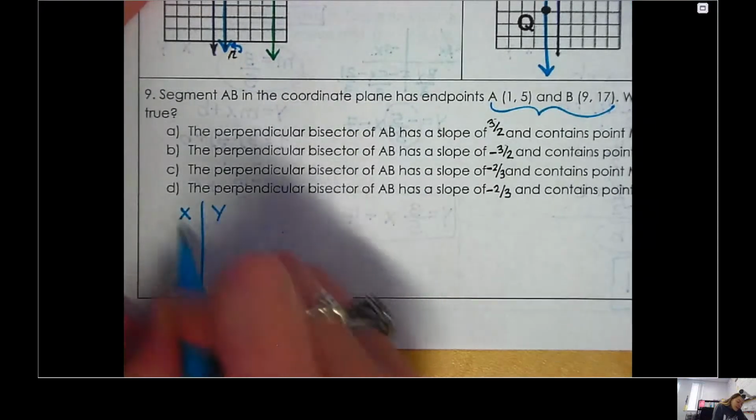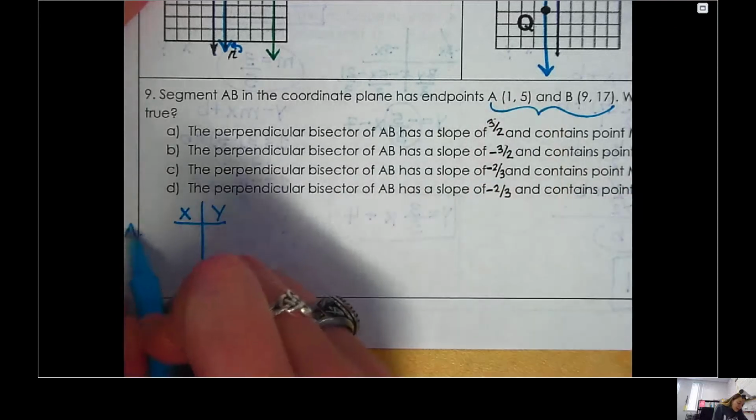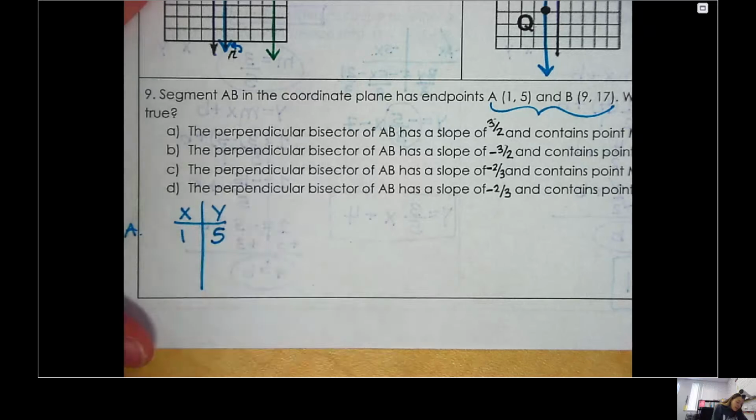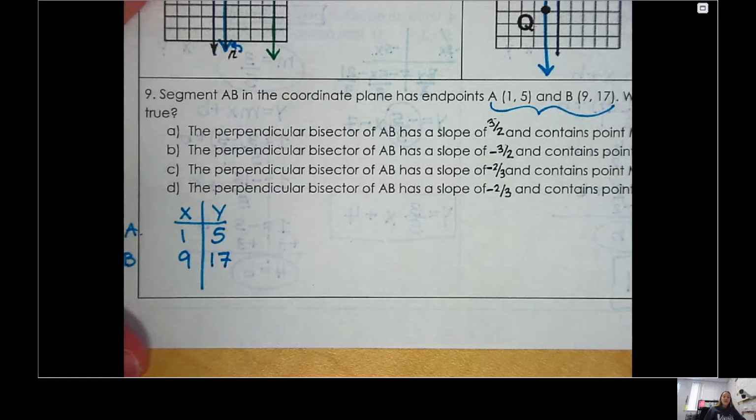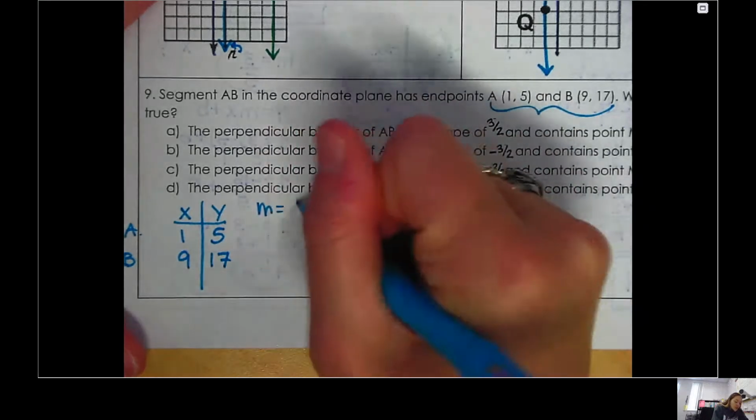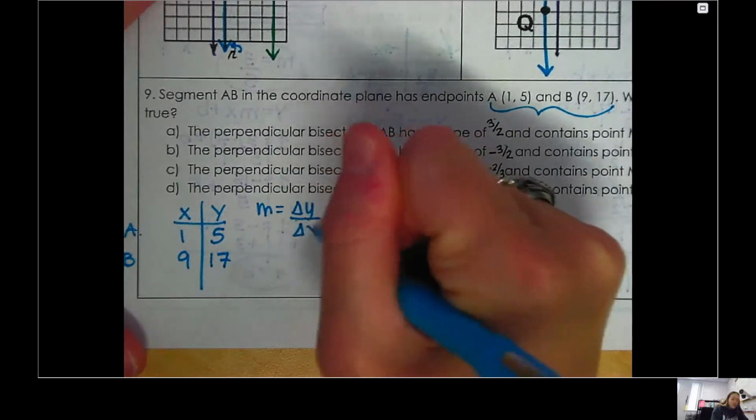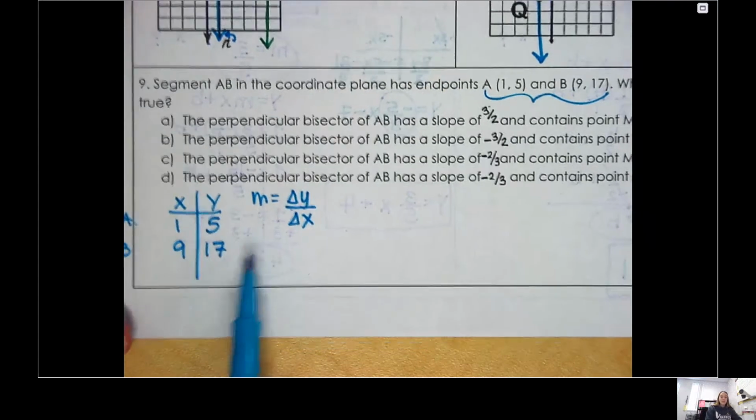The points are written as x coordinates and y coordinates, right? So point A is 1, 5. And point B is 9, 17. Now, to find the slope, the m value, we do the change of y over the change of x, or in other words, how much your rise is and then how much your run is. Now, instead of graphing it, I can do it just by looking at this problem.